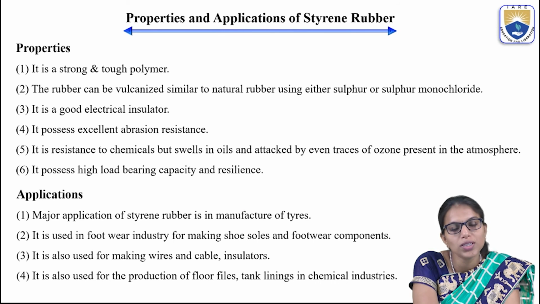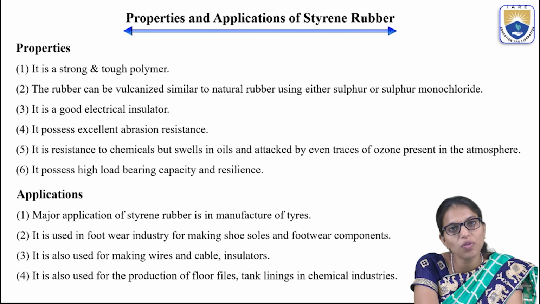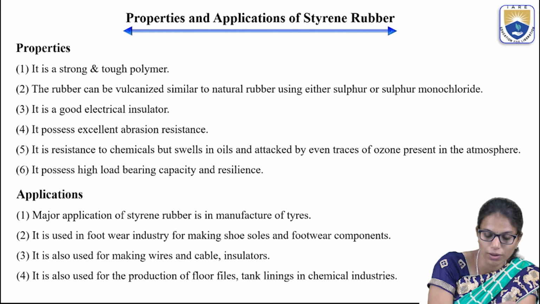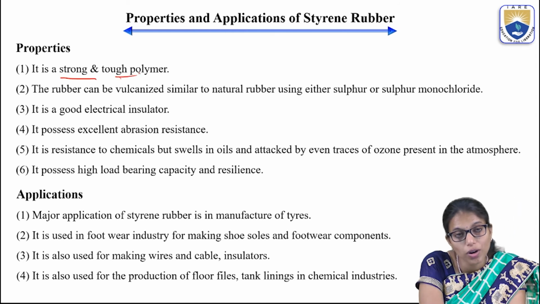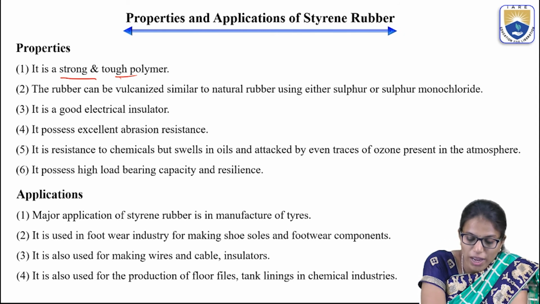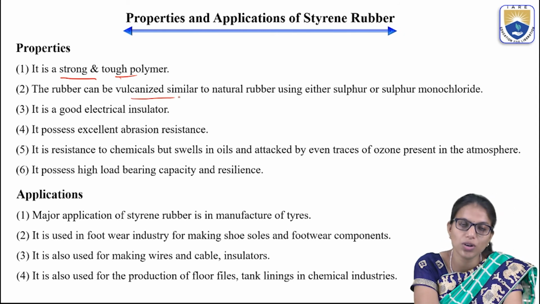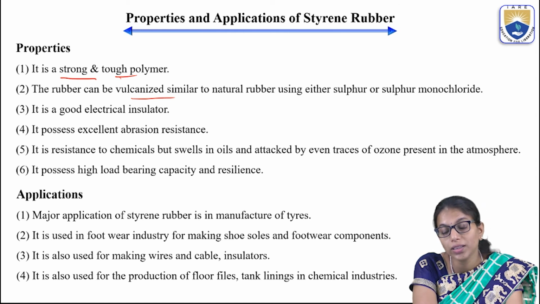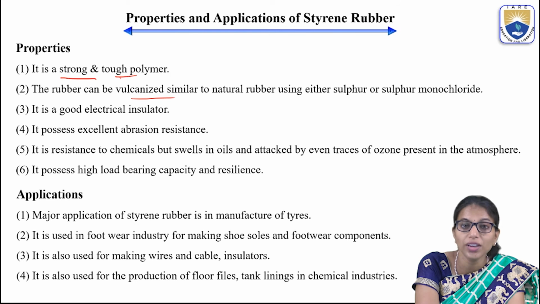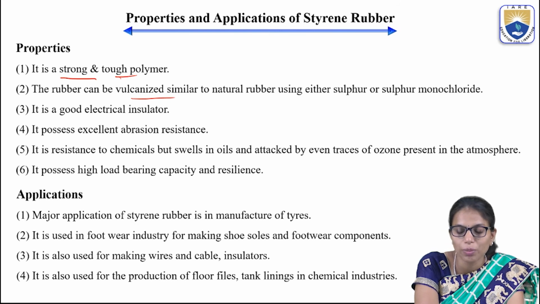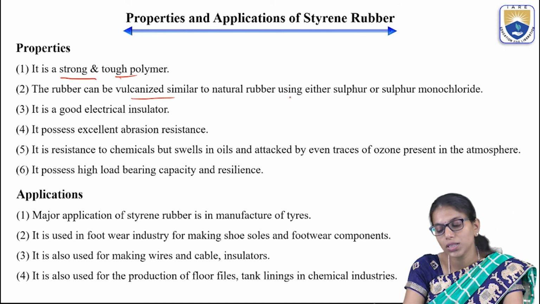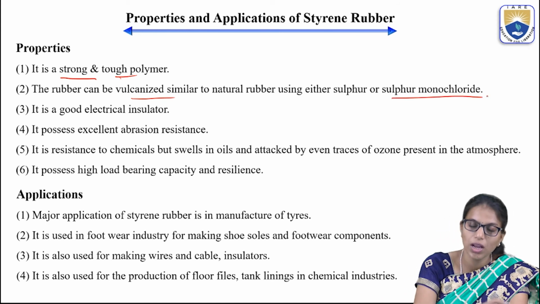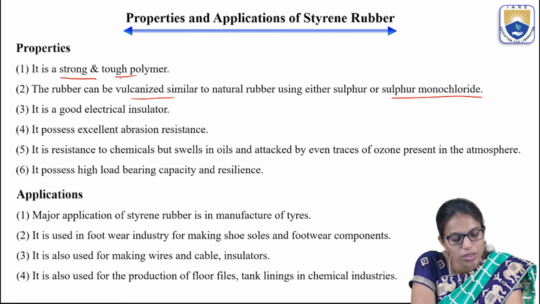Now coming to the properties and application. The properties of Buna S are like, it is a strong and tough polymer. The rubber can be vulcanized similar to natural rubber. Vulcanization is again one part of compounding. That means we are adding sulfur in the presence of a temperature and an atmosphere, like a carbon dioxide atmosphere, to natural rubber using either sulfur or sulfur monochloride, and it is a good electrical insulator.